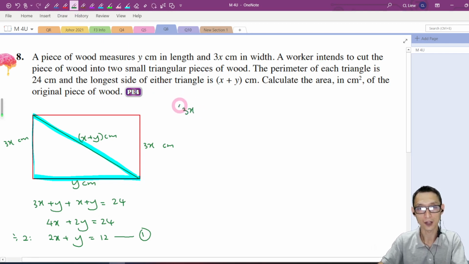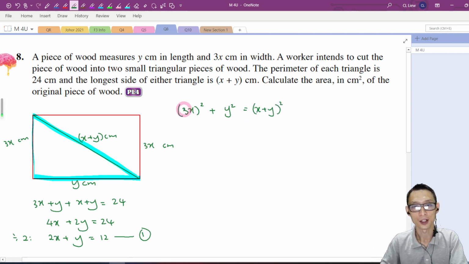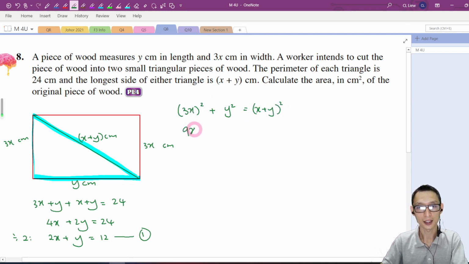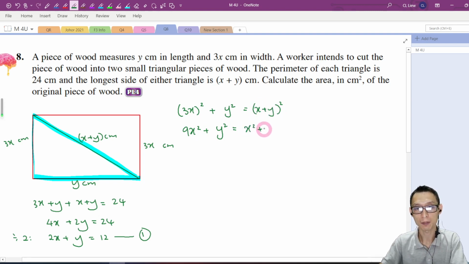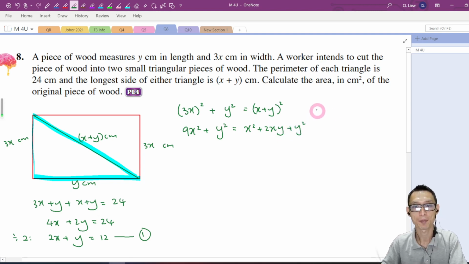3x, be careful, you need to put a parenthesis. (3x)² + y² = (x + y)². Don't forget the parenthesis. Okay, (3x)², you will get 9x², and this will be plus y². Again, I'm going to use the formula that I mentioned just now to help me to do the expansion. So x² + 2xy + y².